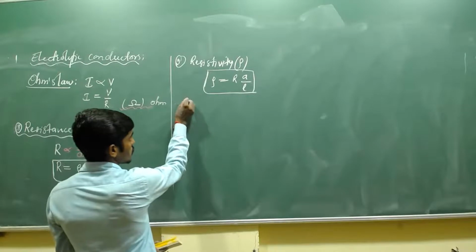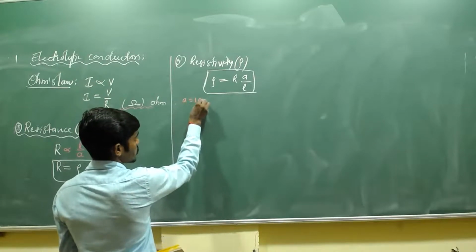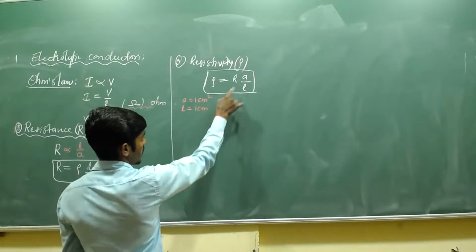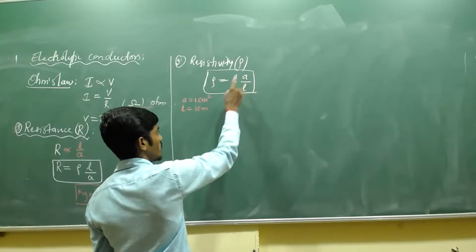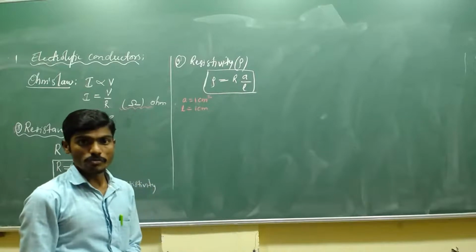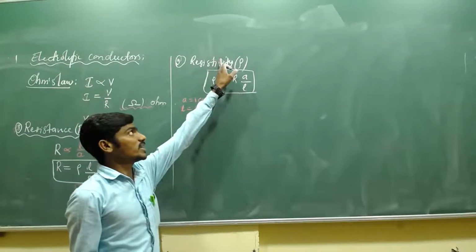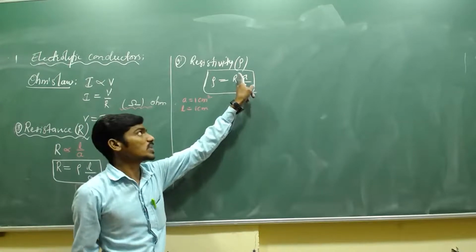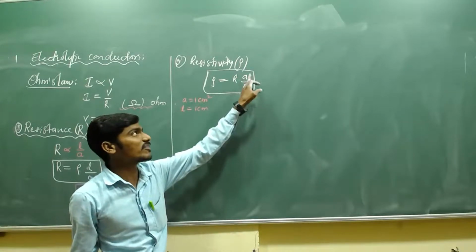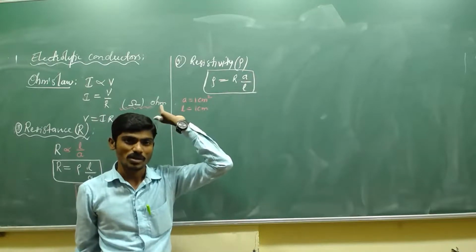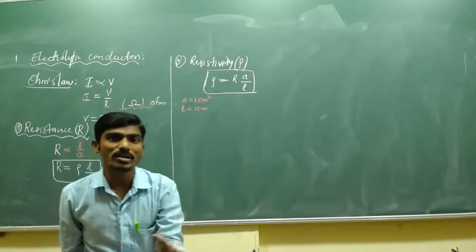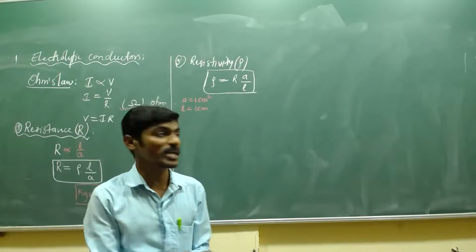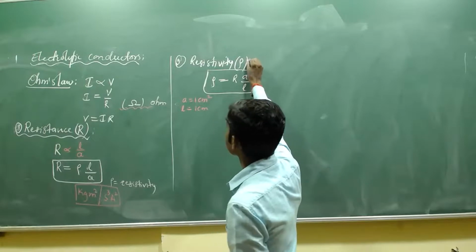If we substitute A, the area of cross section, equal to 1 centimeter square and length L equal to 1 centimeter, in that case, if A is equal to 1 and L is equal to 1, R is equal to rho. So how are we going to define it? Resistivity is the resistance of a solution whose length is 1 centimeter and area of cross section is 1 centimeter square. The resistance offered by a cubic centimeter of solution is known as resistivity, and it is also known as specific resistance.